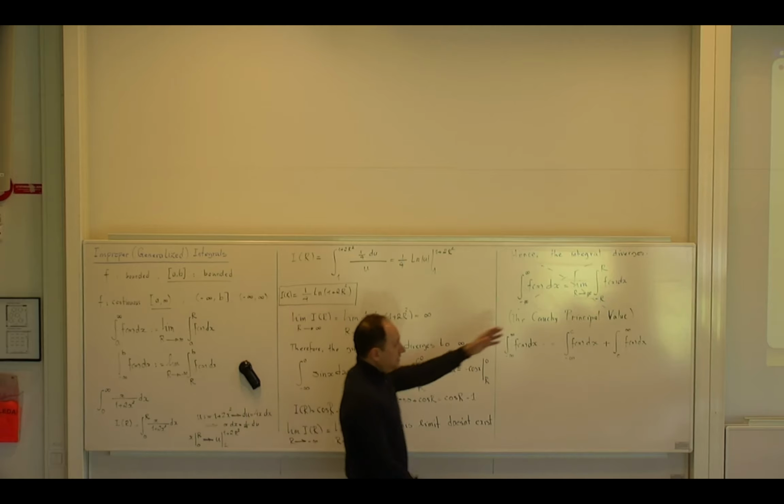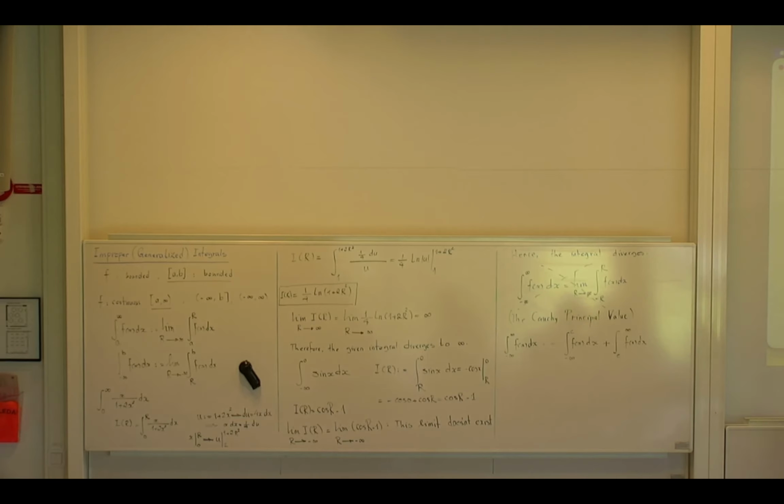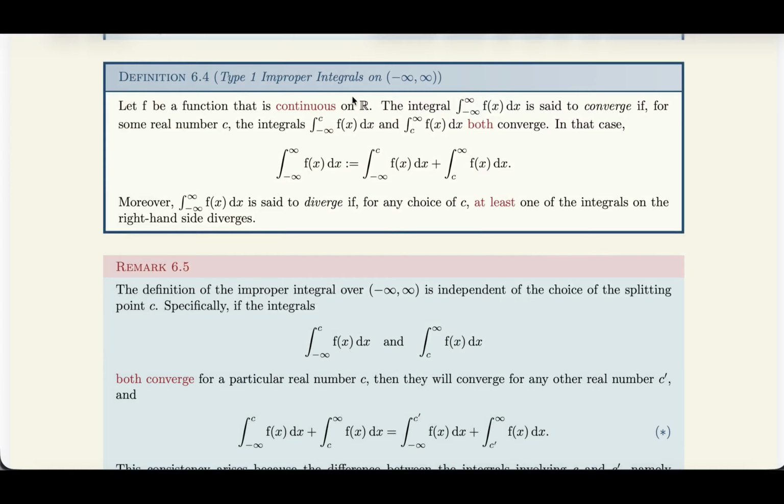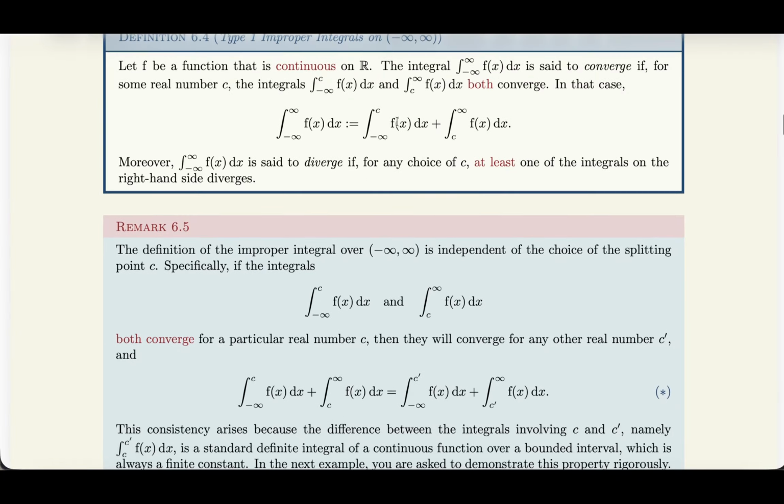I have written it clearly in my notes, so I am just talking them orally, but at least you can see the definition in front of you. Let f be a function that is continuous, as before, on R. The integral from minus infinity to infinity is said to converge if for some real number c, both of these integrals converge. I made a mistake earlier: for some c, you don't have to do it for a lot of c. The reason I was confused is because I never used the definition. I will tell you in a while. In that case, the value of this integral is the sum of these two.